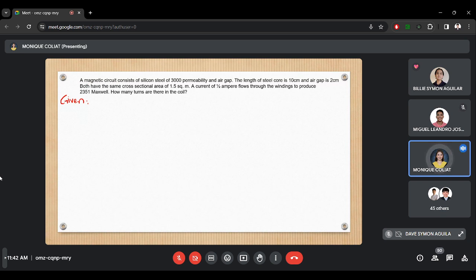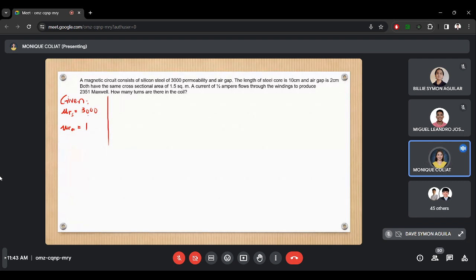So, yun daw magnetic circuit ay kinakonsist ng dalawang, kung ano man yung dalawa na yun. Ano? Yung isa ay silicon steel, yung isa ay air gap or air. So, that means dalawa yung content ng magnetic circuit. So, yung silicon steel daw ay may permeability or mu R na 3,000. Mu R S, parang mu R ng steel. So, ano ba ang mu R ng air? Diba 1? Ano? Mu R ng air ay 1.